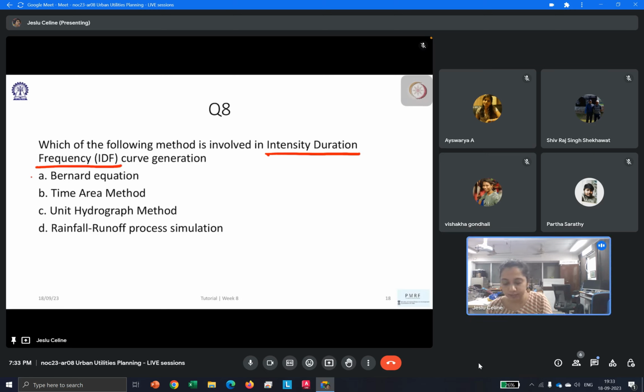What are the other three used for? Time area method, unit hydrograph method, and rainfall runoff process simulation. These three are used for one particular thing.